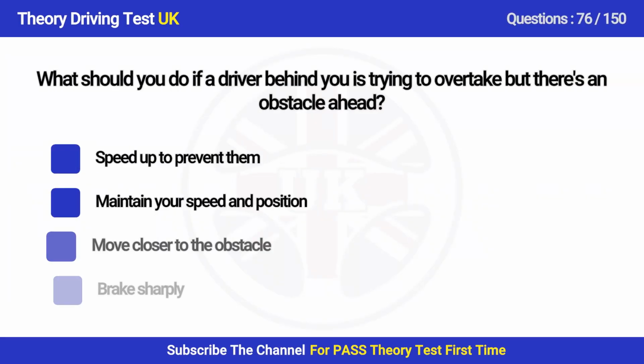Question 76. What should you do if a driver behind you is trying to overtake, but there's an obstacle ahead? A. Speed up to prevent them. B. Maintain your speed and position. C. Move closer to the obstacle. D. Brake sharply.